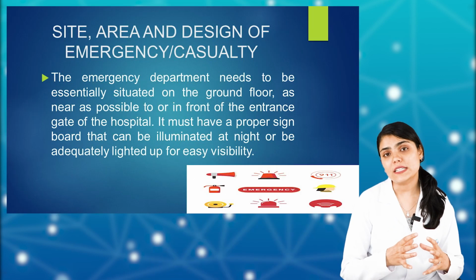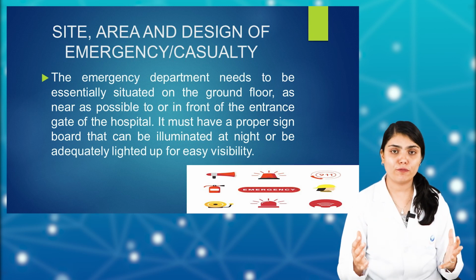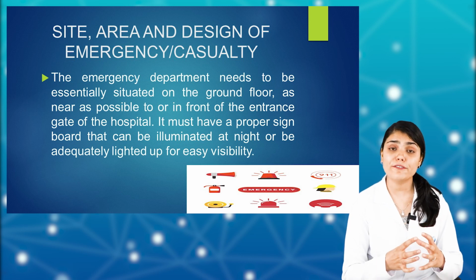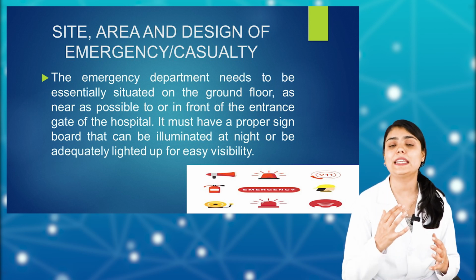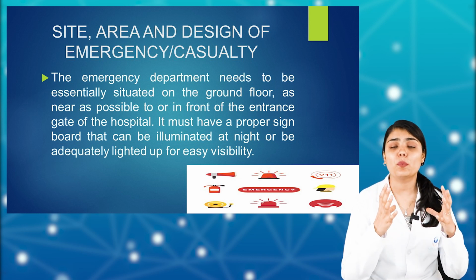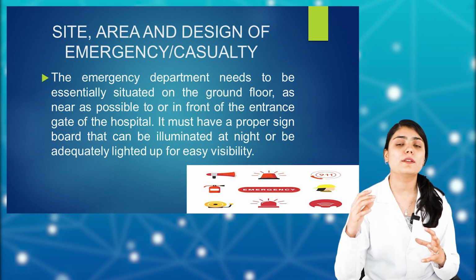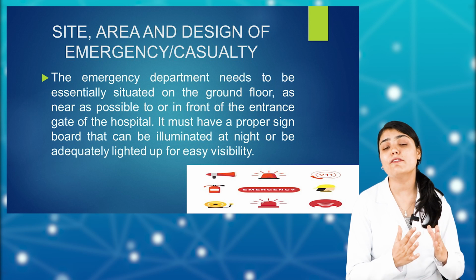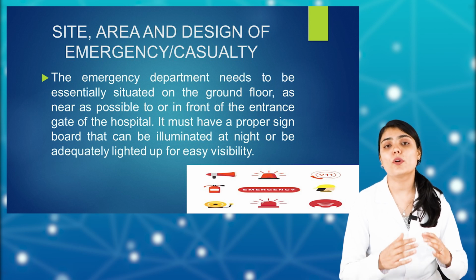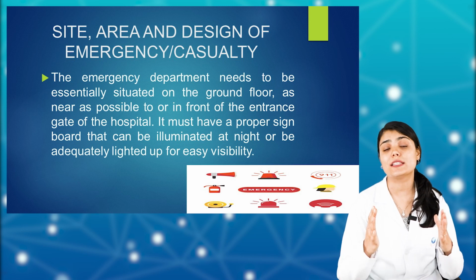You all must have noticed that the emergency department in most of the hospitals is located at the ground floor. So emergency departments are supposed to be located on the ground floor and preferably right inside the main gate of the hospital. The lights and the board of the emergency department must be well lighted and must illuminate in the dark, in order to make sure that it is visible for the patient while they come to the hospital, even for the first time. The board should also illuminate at night to ensure its visibility.